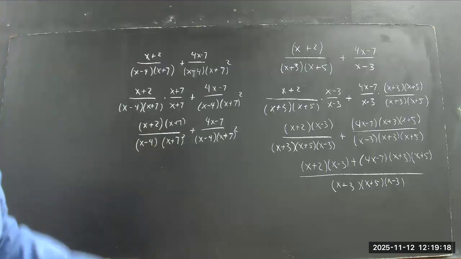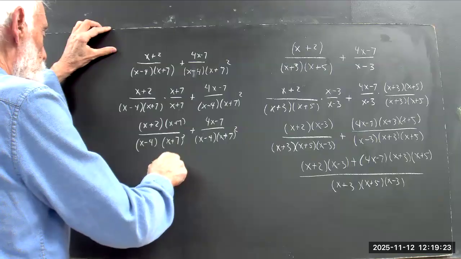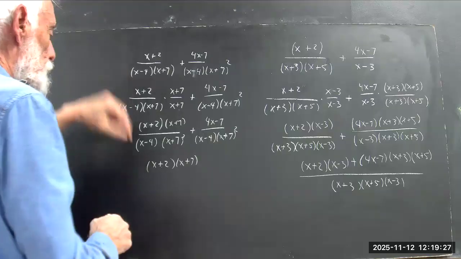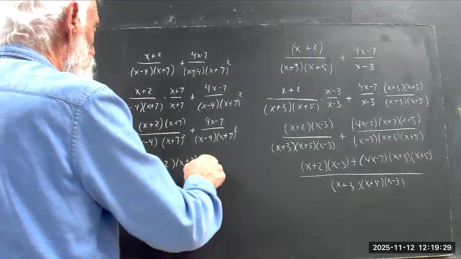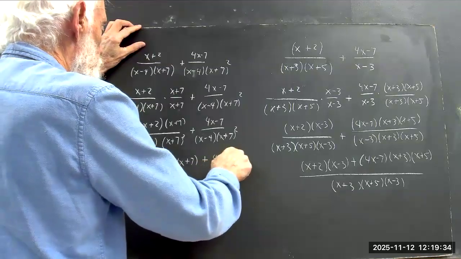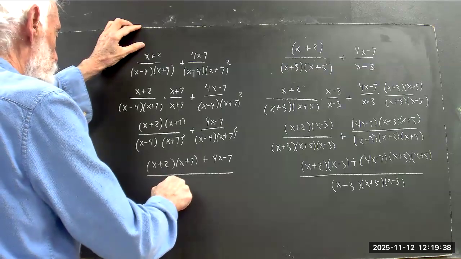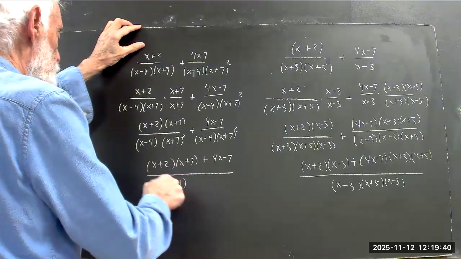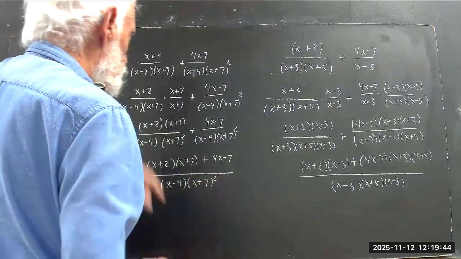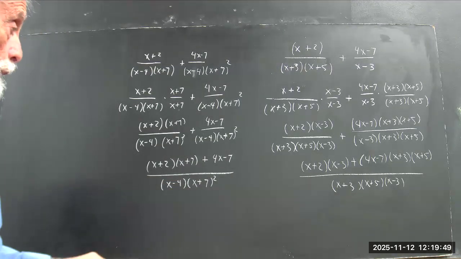Now the denominators match. And we can write out the numerator of the first fraction, which is x plus 2 times x plus 7, added to the numerator of the second fraction, which is 4x minus 7. And then that's divided by our denominator, x minus 4 times the quantity x plus 7 squared.